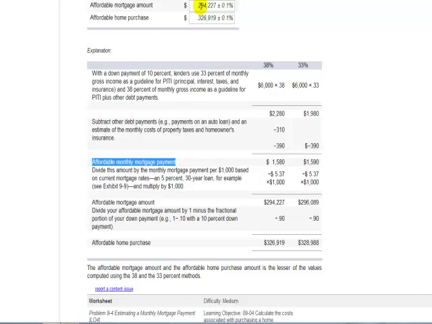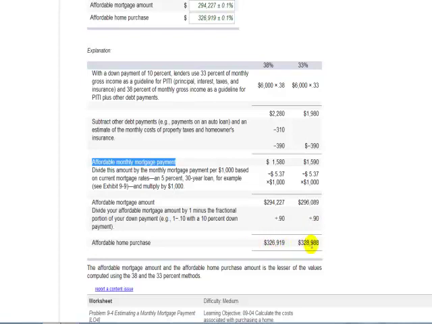Now, the last calculation deals with the affordable home purchase price amount. So if they're putting down a 10% down payment, that means that they're going to borrow 294,227, or they're going to borrow 296,089. And if you divide each of these amounts by 90%, then you'll get what the affordable purchase price for a home would be, which in this case 294,227 divided by 0.90 gives you 326,919, and the same thing over here gives you 328,988.